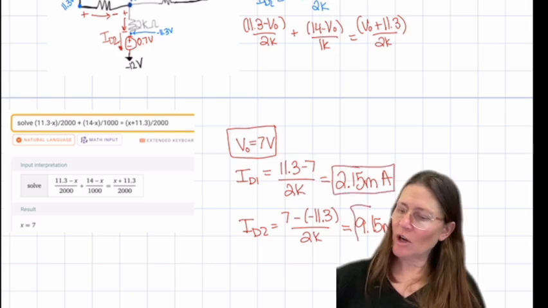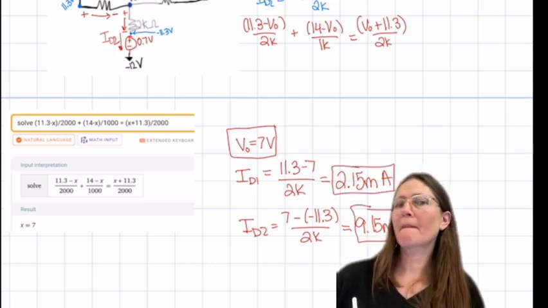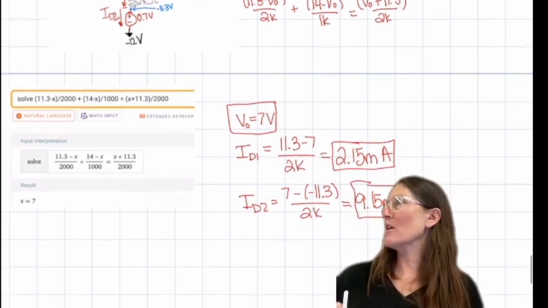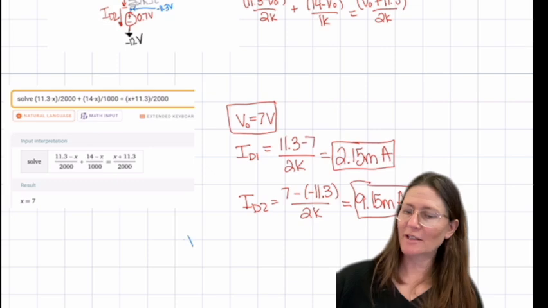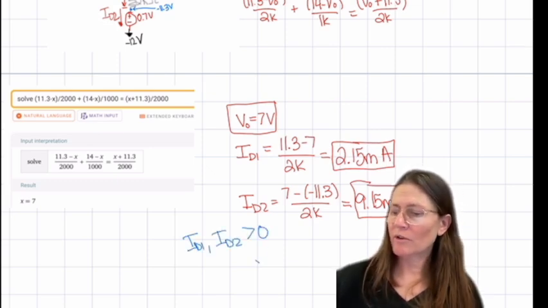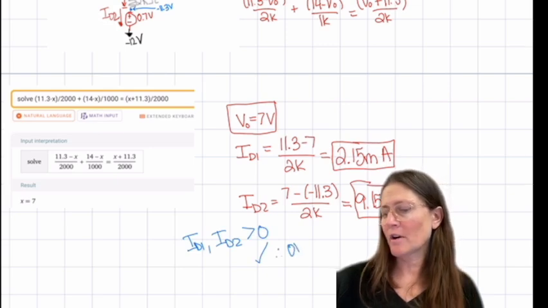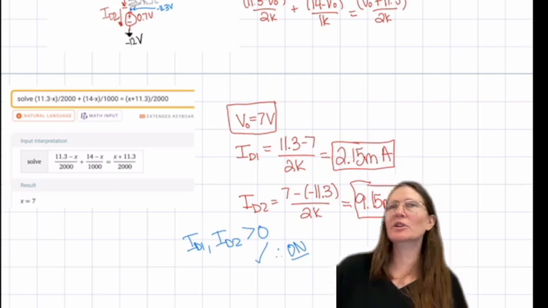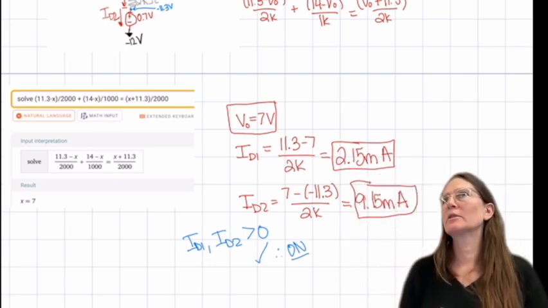Are these on? Why are they on? Correct. ID1 and ID2 both greater than 0, therefore on. So that's my check to make sure they were on, and that's valid.